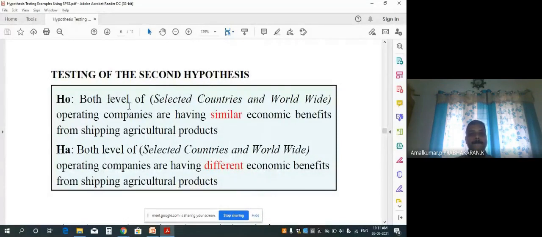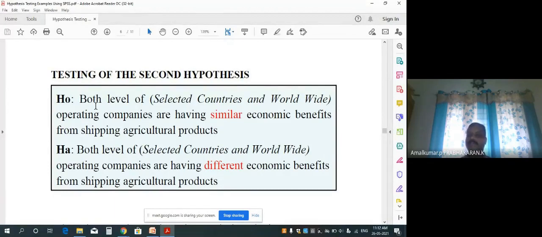This is the second hypothesis: both levels of operating companies have similar economic benefits from shipping agricultural products. That means both the selected country oriented and the worldwide oriented companies, if we compare the two, have similar economic benefits from using the different shapes of containers for shipping the different agricultural products. There is no significant difference between them. That is why the researcher accepts the null hypothesis and rejects the alternative.